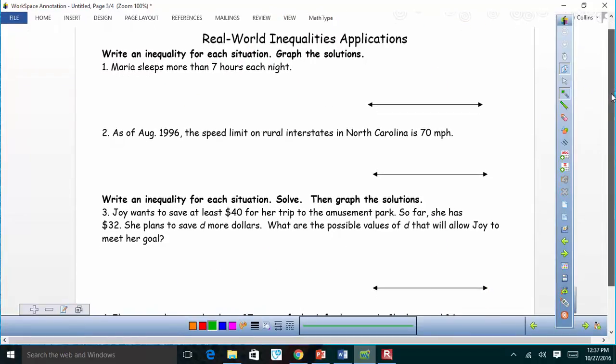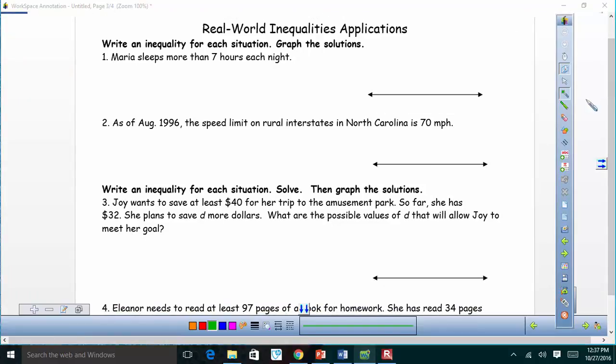Let's look at the back then. Okay, so number 1 on the back says Maria sleeps more than 7 hours each night. So they want us to write an inequality for it and then graph it. So let's use S for sleep. So is sleep more than 7 hours? So how would I write that? So like that is more than 7. So sleep is more than 7.